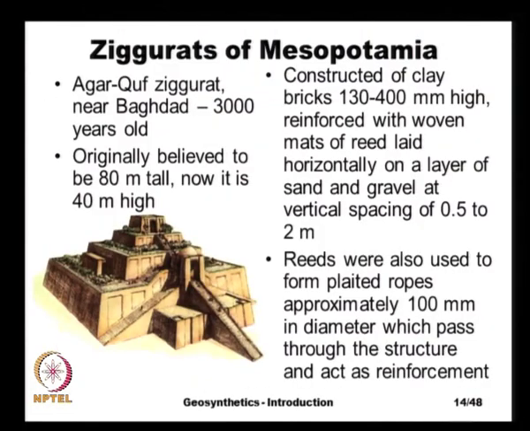And there are several historical places with good evidence of the application of soil reinforcement concepts in the ancient past. About 3000 years back, in present-day Iraq, in Baghdad city, there was a very famous temple. It is thought that the original height was nearly 80 meters, and now it is only 40 meters high. Even 40 meters high is not a very short structure.